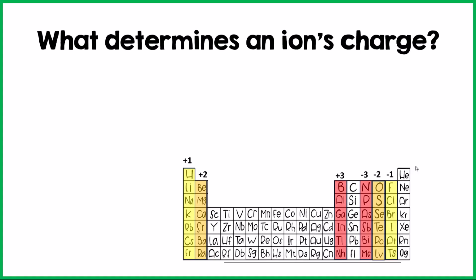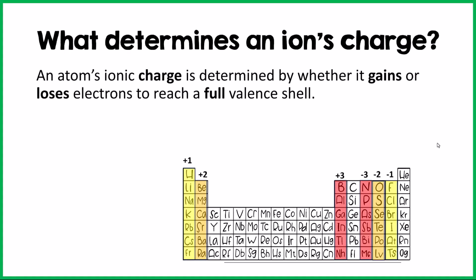So what determines an ion's charge? So far we've been talking about positive one charge and negative one charge. That is not always the case. An atom's ionic charge is determined by whether it gains or loses electrons to reach a full valence shell. So as we mentioned, elements on the left side of the table lose electrons, and elements on the right side of the table gain electrons in order to reach that full valence shell.